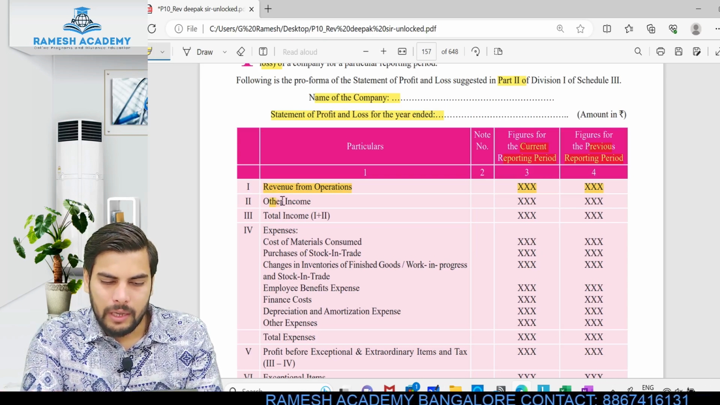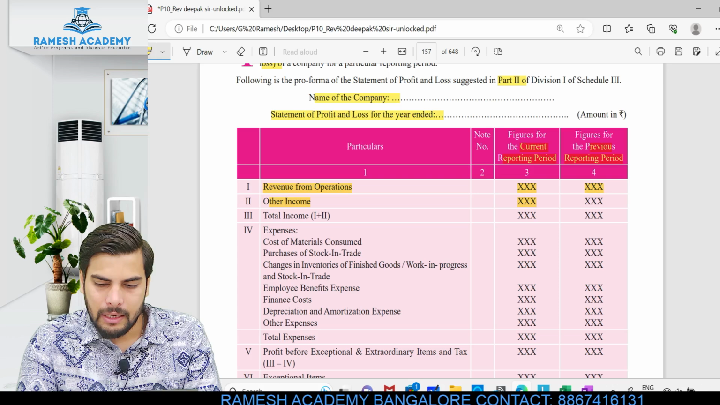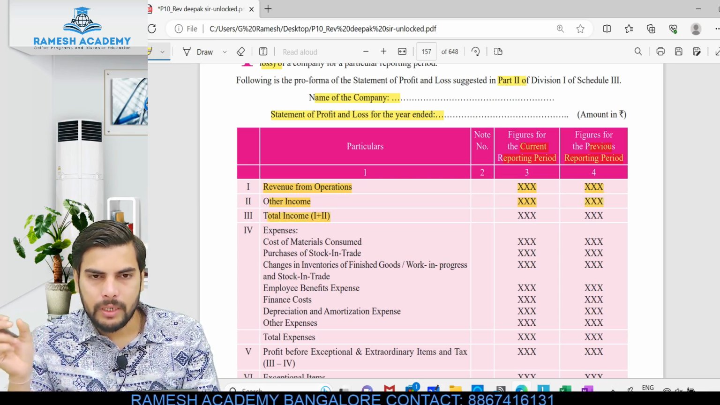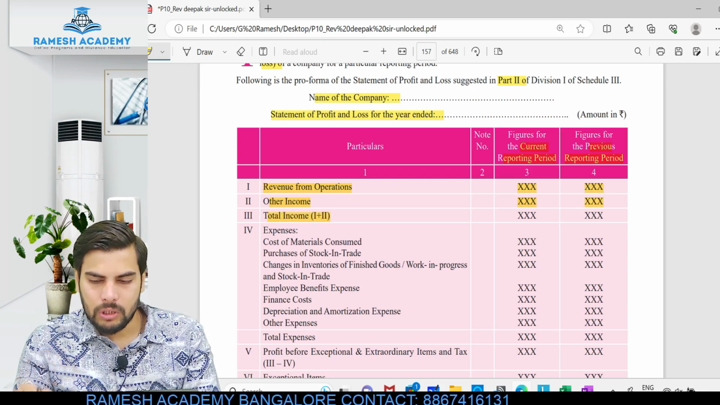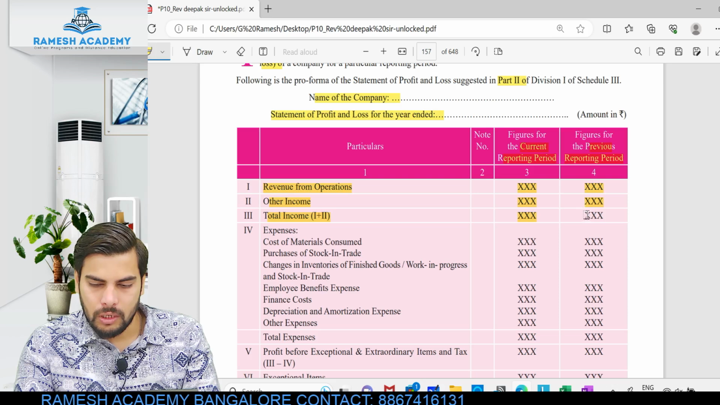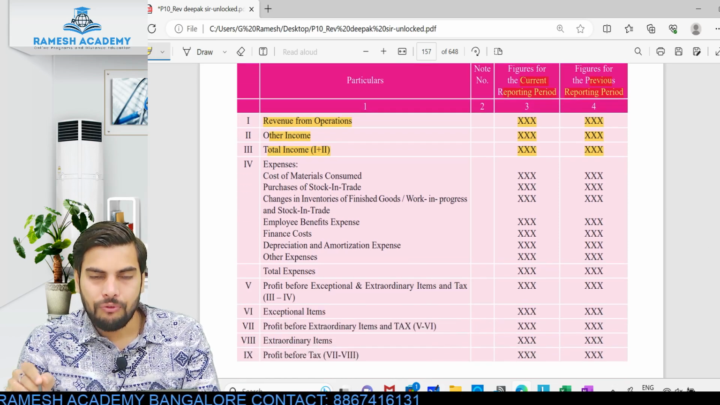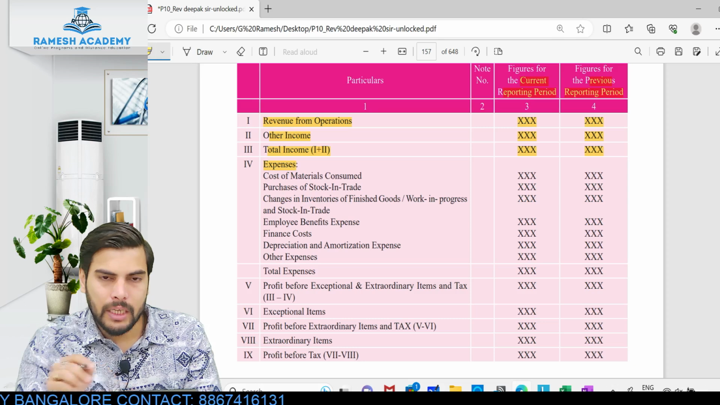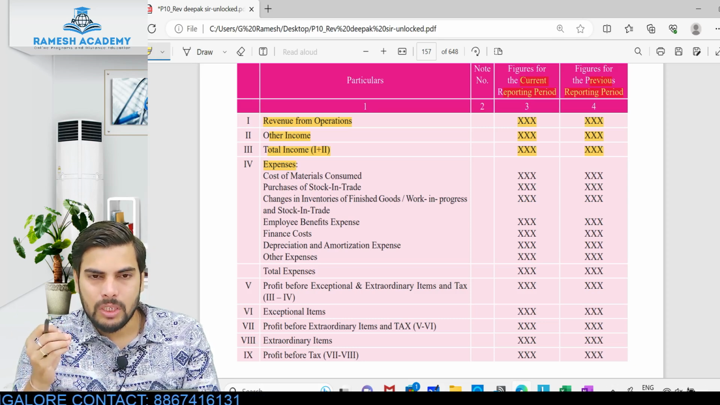If at all I have got any other income, I'll just be adding other income. So then I get to know the total income. So revenue from operation, add other income, you will get to know the total income. So this would be the total income made by the business entity. If at all there is any expenses, just keep on deducting. Look at this. When it comes to expenses, just remember this particular approach.